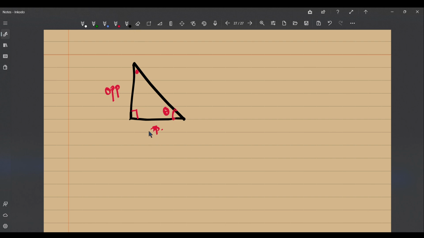So let me just erase this now. We are not bothered about this angle, we are bothered about just theta now. So this is the opposite side, this is the adjacent side, and the longest side, the hypotenuse. So let's look at the first ratio possible. Let's take opposite by hypotenuse, and this was named as sine of theta. This theta is very important here because, as I said, this is the opposite side in the perspective of theta.